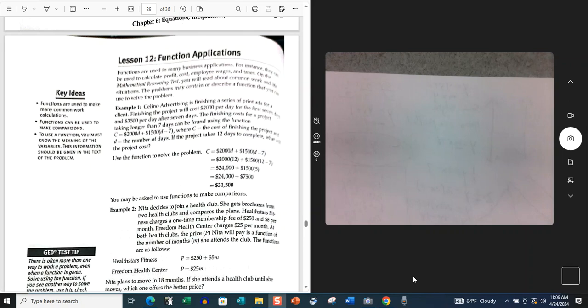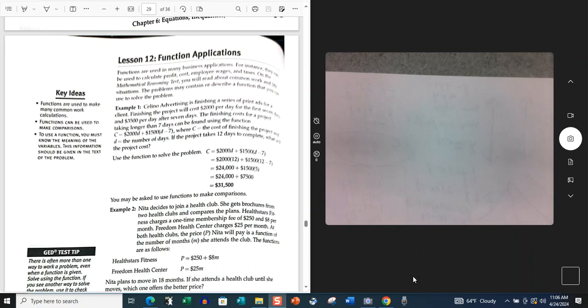Celino Advertising is finishing a series of print ads for a client. Finishing the project will cost $2,000 per day for the first 7 days and $3,500 per day after 7 days. The finishing cost for a project taking longer than 7 days can be found using the function C equals 2,000 times D plus 1,500 times (D minus 7), where C is the cost of finishing a project and D is the number of days. If the project takes 12 days to complete, what will the project cost?